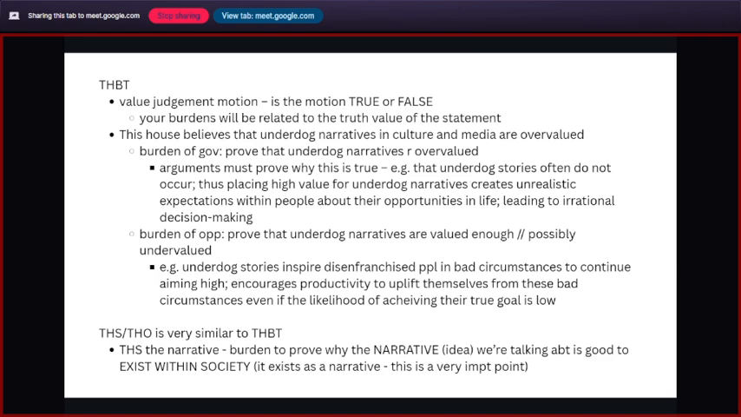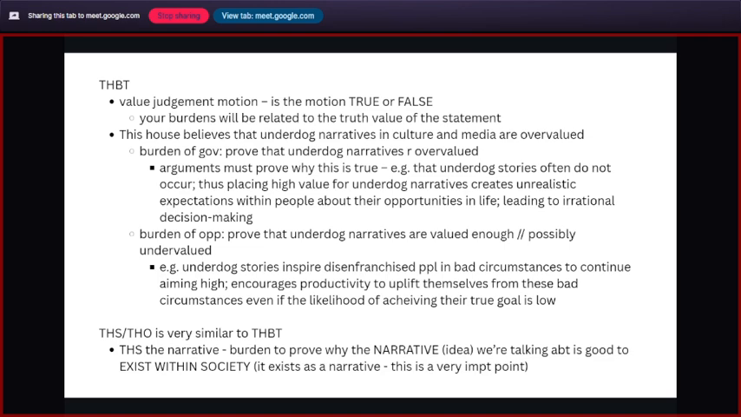That's what we call it. So in this, we're just trying to figure out whether the motion is true or false, right? So what this means is, for example, this house believes that cats are better than dogs, right? So the statement here is that cats are better than dogs. So your point here is to prove for government that cats are indeed better than dogs, and opposition, of course, is that dogs are indeed better than cats, right?